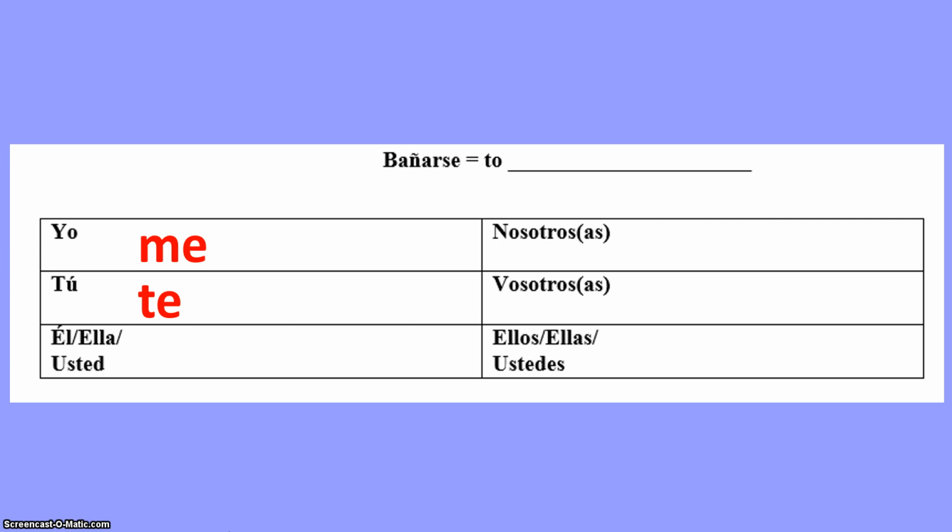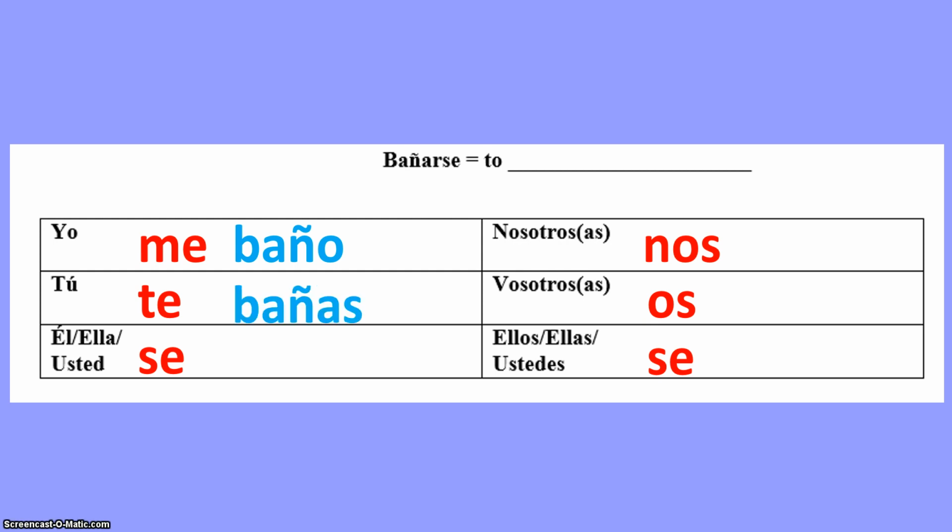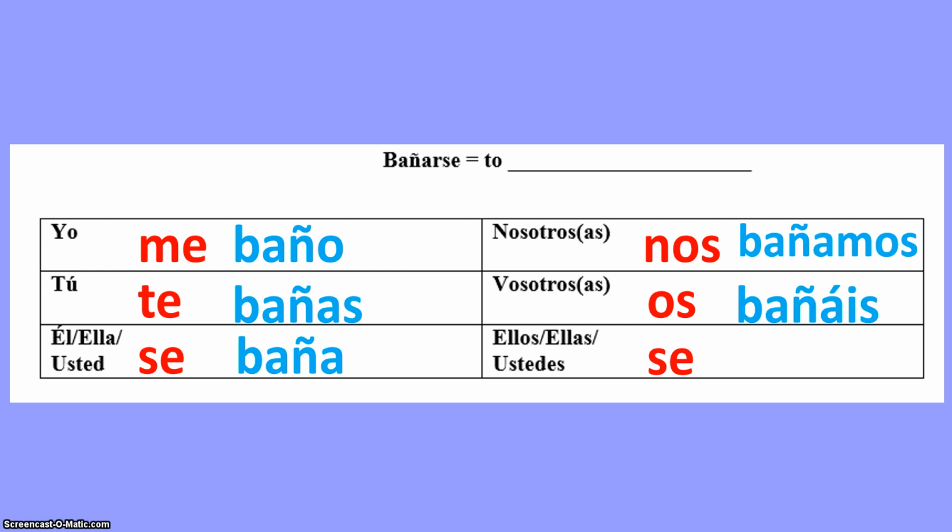So, if I want to say I bathe myself or I take a bath, I'm going to say me baño. Te bañas is what I would use if I wanted to tell you that you take a bath or you bathe yourself. If I'm talking about a boy or talking about a girl, I would say se baña to say that he bathes himself or she takes a bath. If I want to say we bathe ourselves, I'd say nosotros nos bañamos. And if I want to say they take a bath or they bathe themselves, I'm going to say se bañan.